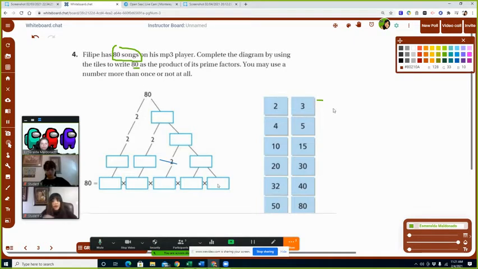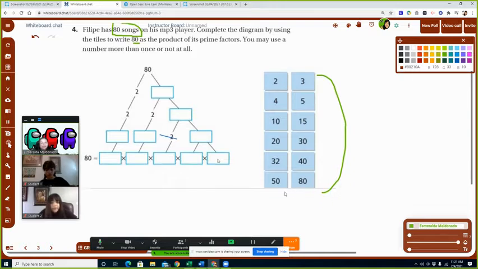We don't have to use them all, like it says, but we have to choose from here. So when we're finding the prime factors, remember that we're finding the factors, which are two numbers that we multiply to get a product. So the product is 80, and I need to find one number because they already provided the 2 for us. So 2 times what number equals 80?